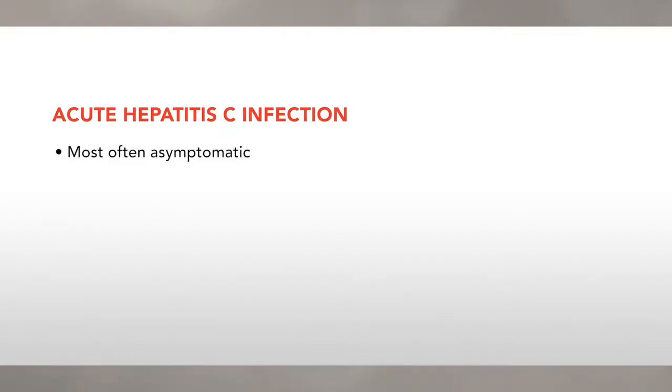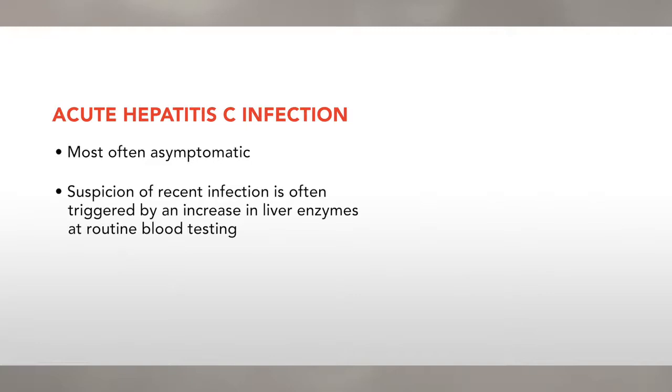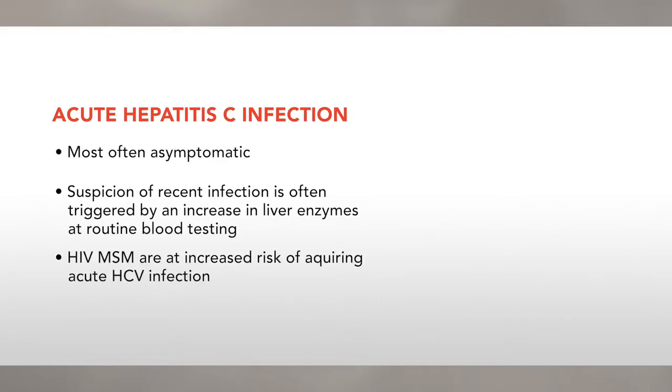Acute hepatitis C infection is defined as the first 6 months of detectable HCV RNA in serum. Acute hepatitis C is most often asymptomatic, but suspicion of recent infection is often triggered by an increase in liver enzymes at routine blood testing. In addition to people who inject drugs, HIV-infected men who have sex with men are at increased risk of acquiring acute HCV infection. Several outbreaks of acute hepatitis C among HIV-infected MSM have been described in cities around the world.